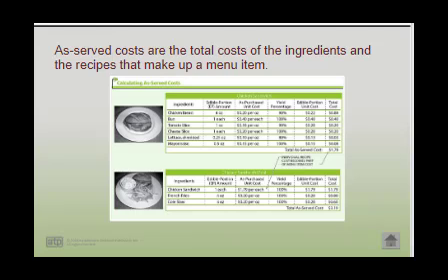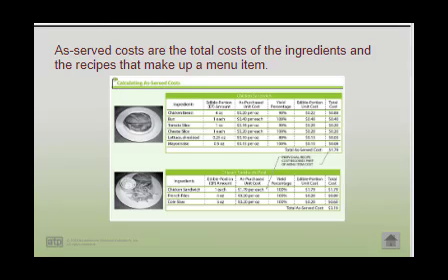Once the cost of the individual ingredients in a recipe are calculated, the costs are added to determine the total cost of the recipe. Then, as-served costs for the recipe can be calculated. An as-served cost is the cost of a menu item as it is served to the customer.